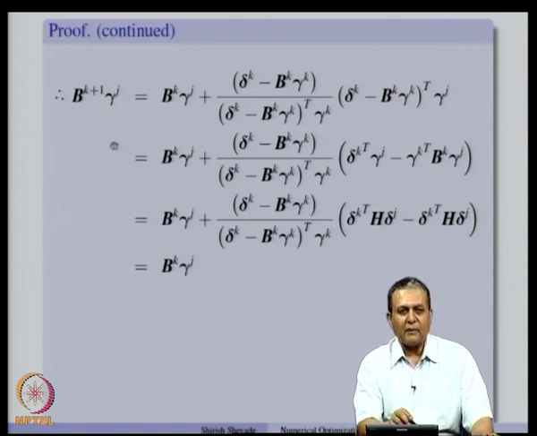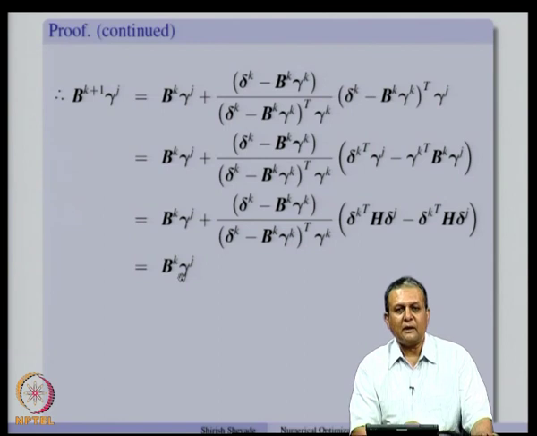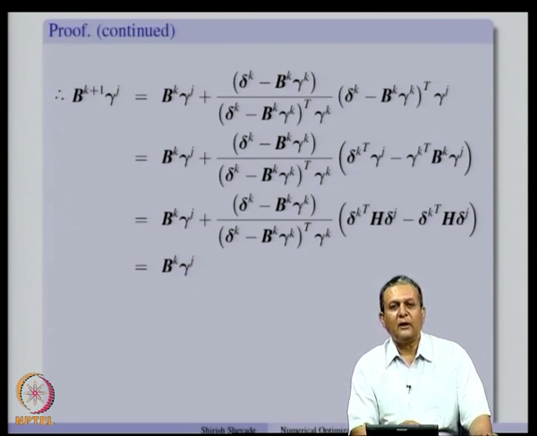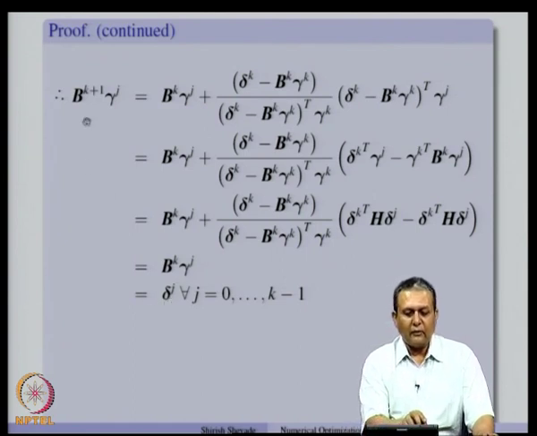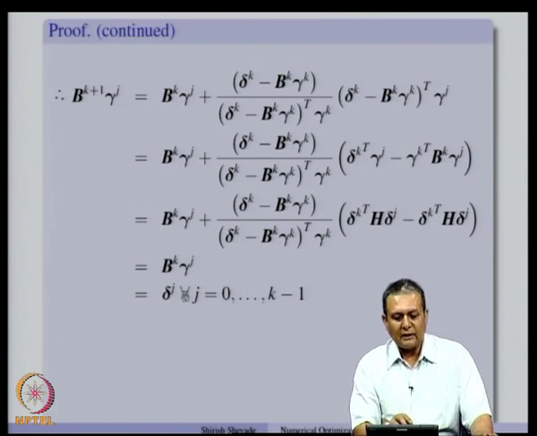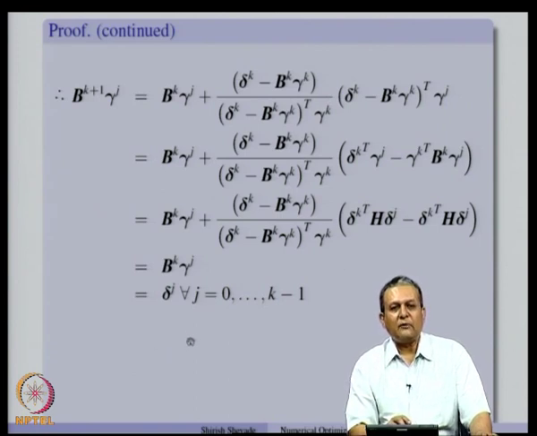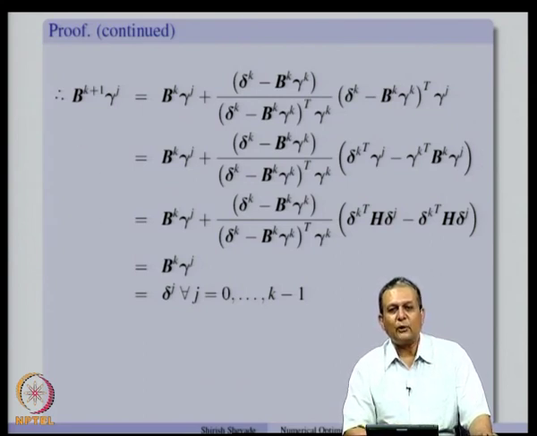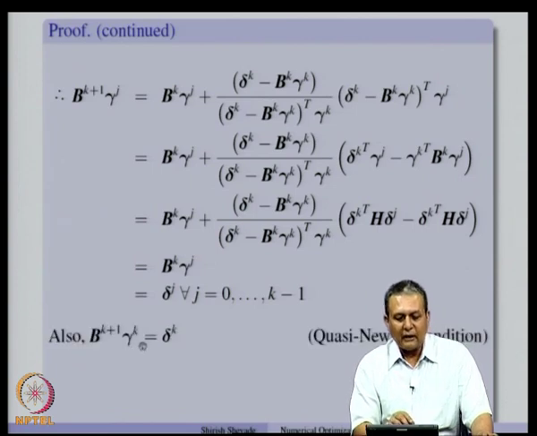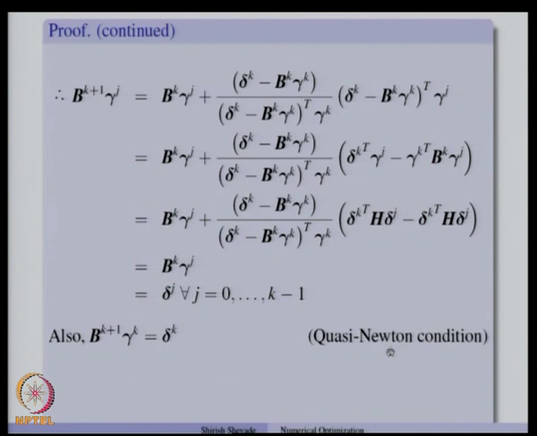is bk plus 1 gamma j to be equal to bk gamma j for all j going from 0 to k minus 1, and bk gamma j equal to delta j for all j going from 0 to k minus 1, because we have assumed that the hereditary property holds for k. So this quantity is nothing but delta j. So therefore, we have shown that bk plus 1 gamma j is equal to delta j for all j going from 0 to k minus 1. Now, the only thing that remains is what happens when j is equal to k, but we already know that bk plus 1 satisfies the Quasi-Newton condition. So, that means that bk plus 1 gamma k is equal to delta k. This is because of the Quasi-Newton condition.